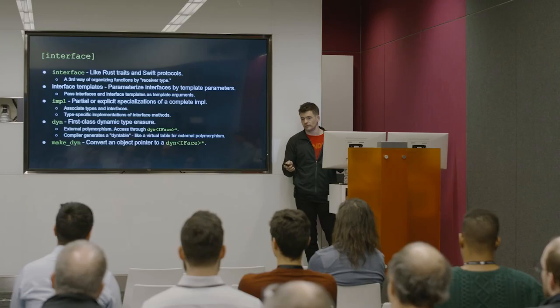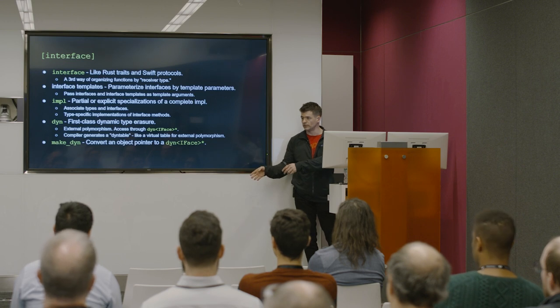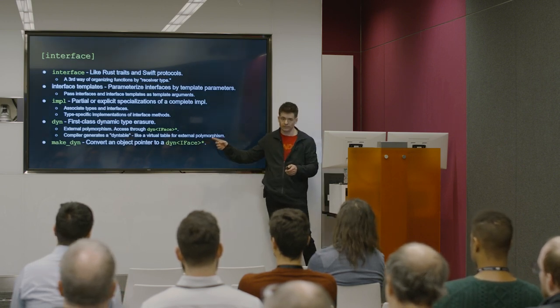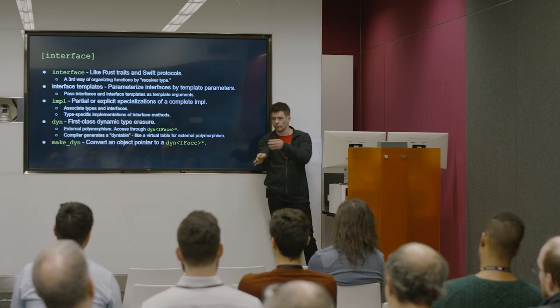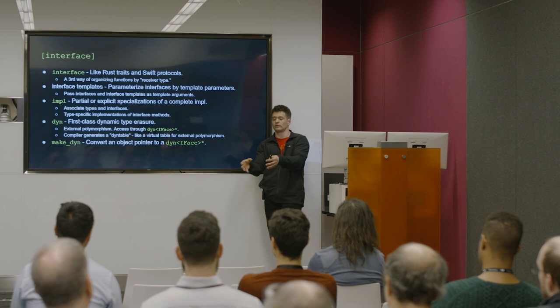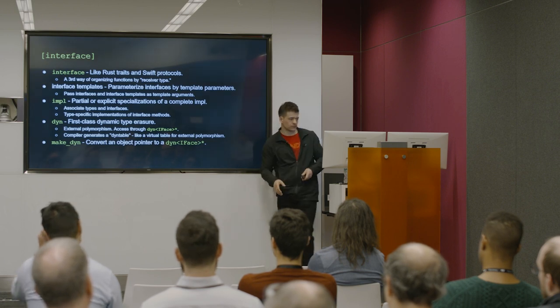And I have make_dyn, which is how you turn a pointer to a complete object into a dyn pointer. The dyn pointer is a 16-byte fat pointer. It has a pointer to data and has a pointer to a dyn table. A dyn table is like a vtable, but the pointer to it is not internal to the object, it's external. So it's just like Rust's design.